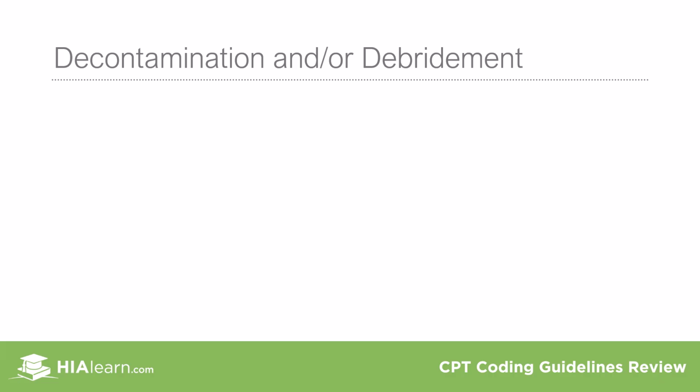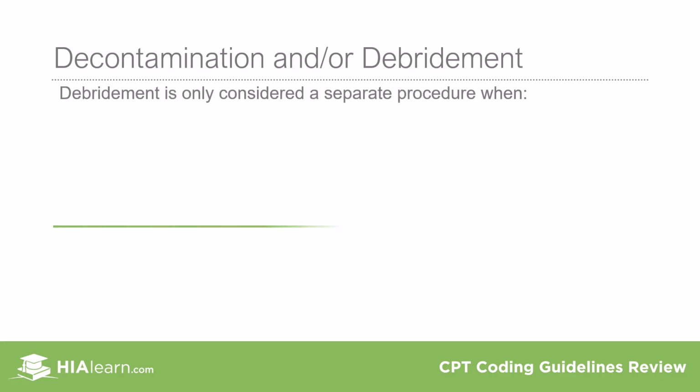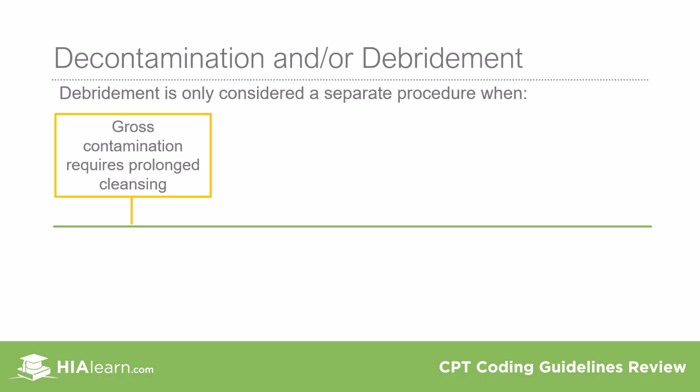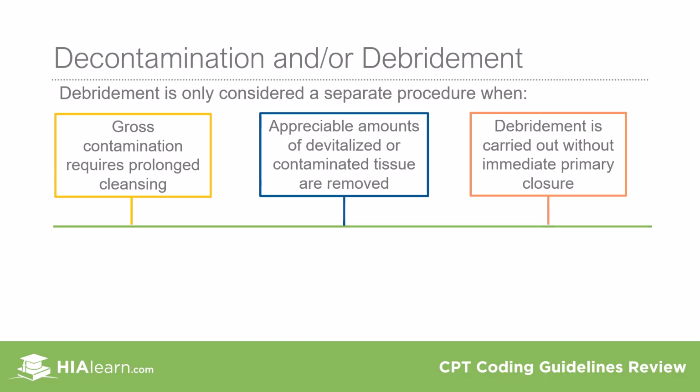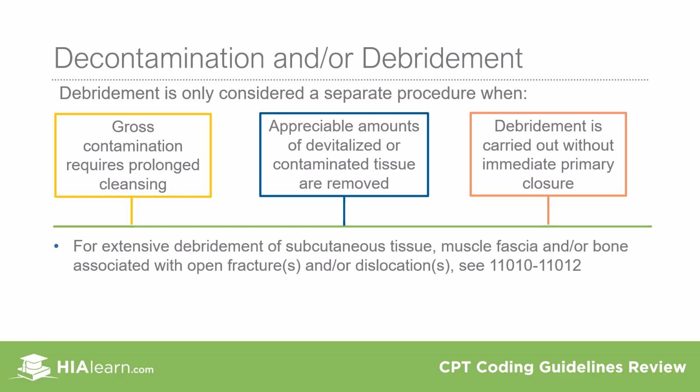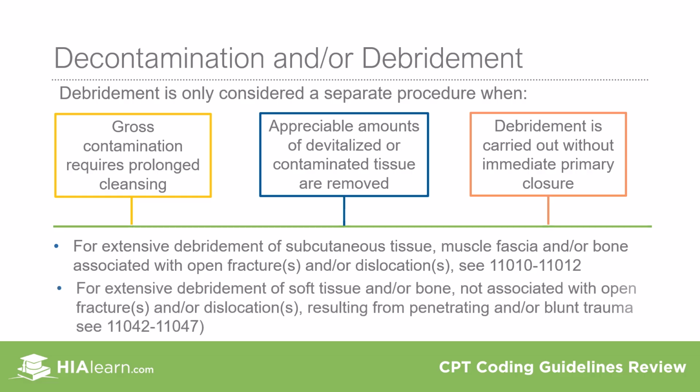Debridement is included in wound repair and not coded separately unless the wound is grossly contaminated and requires prolonged cleansing, appreciable amounts of devitalized or contaminated tissues are removed, or debridement is carried out separately without immediate primary closure. Extensive debridement associated with penetrating or blunt trauma or open fractures or dislocations is coded from the appropriate range of CPT codes from the codes for procedures on the integumentary system.